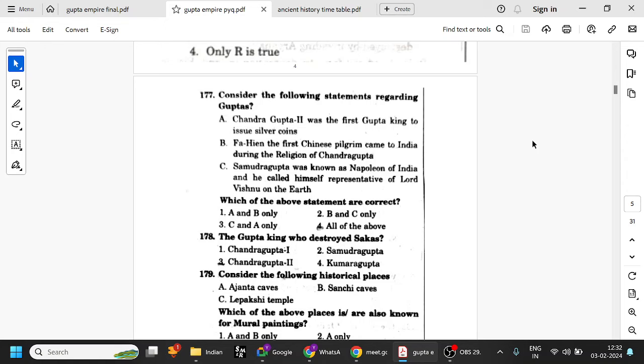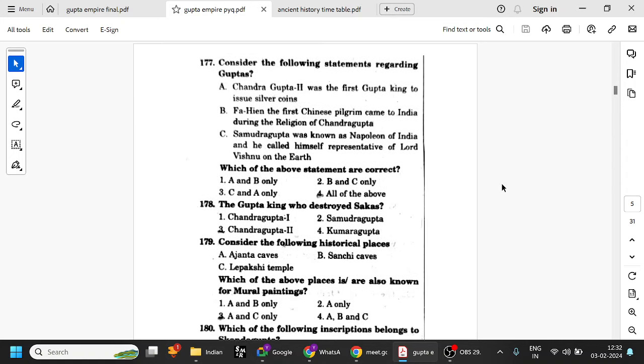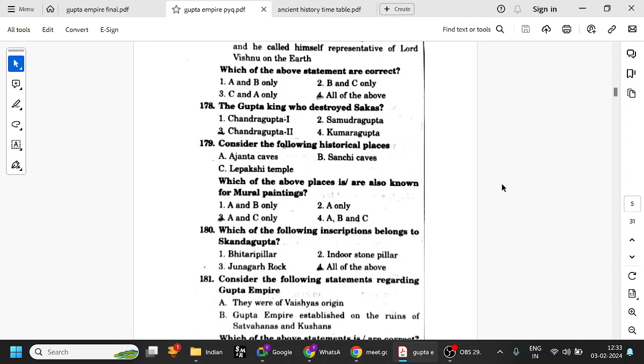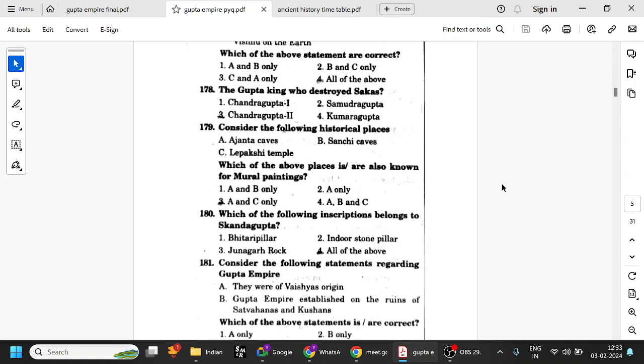So Samudragupta was known as the Napoleon of India, which we have seen. And he called himself the representative of Lord Vishnu on earth. We have seen that. He is a staunch Vaishnavite. So remember all those things. The Gupta king who destroyed the Sakas is Chandragupta II. That's why he also took a title called Sakari. And that was mentioned by Fa-Hien. Remember all those things. Consider the following historical places: Ajanta Caves, Sanchi Caves, Lepakshi.